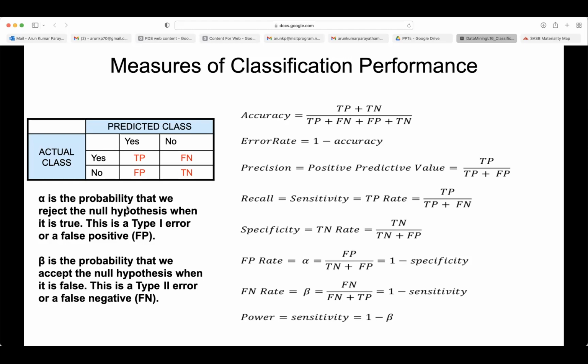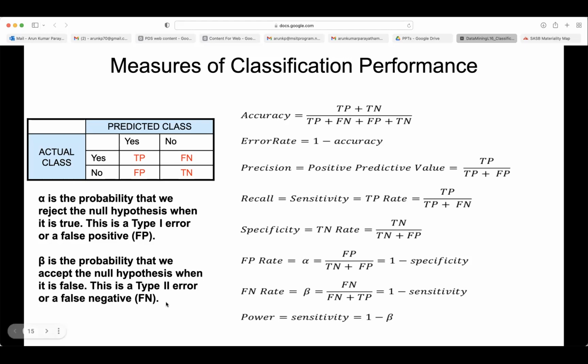So that error is two types. If it is not positive, but you are predicting as positive, that is called type 1 error. Sometimes people use type 1, type 2 errors. Type 1 error means it is not positive, but we are predicting that as a positive. Means false positives are type 1 errors. Beta is the probability that we accept the null hypothesis when it is false. This is type 2 error.